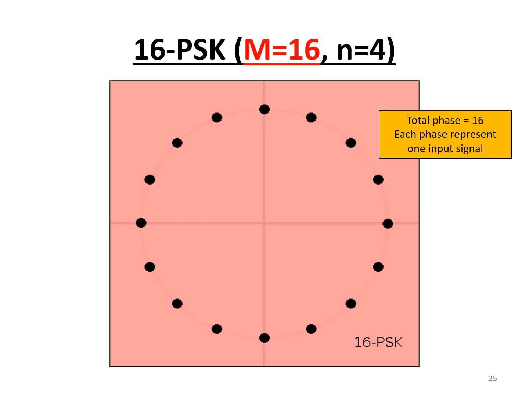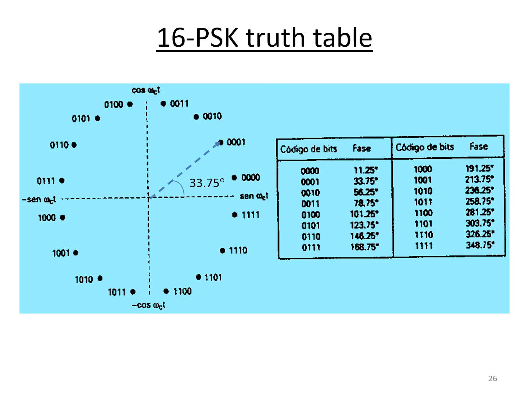16 PSK encodes the digital information signal with 4 bits per sample. Therefore, with this technique, there are 16 possible input signals and 16 possible output phases. Based on this 16 PSK truth table, we can see that with input signal 0001, the modulated output phase is 33.75 degrees.